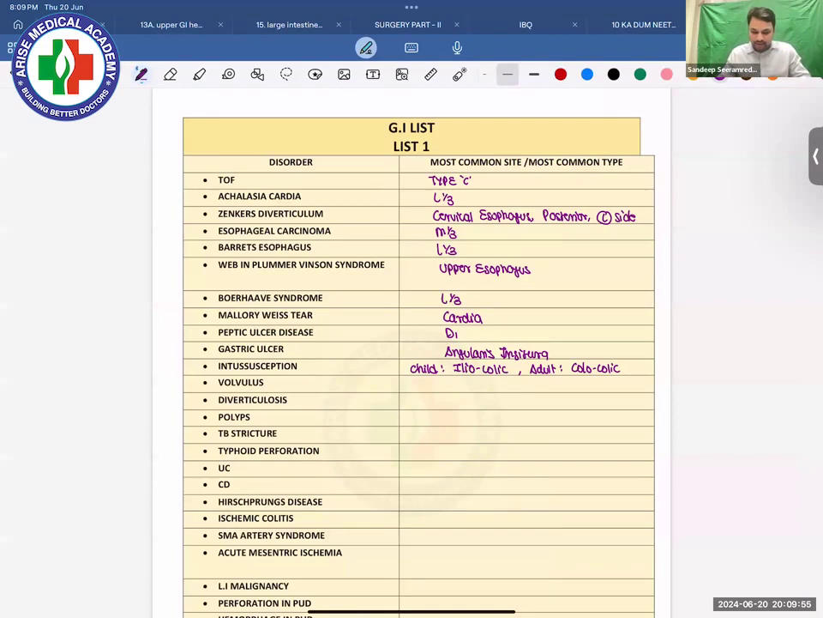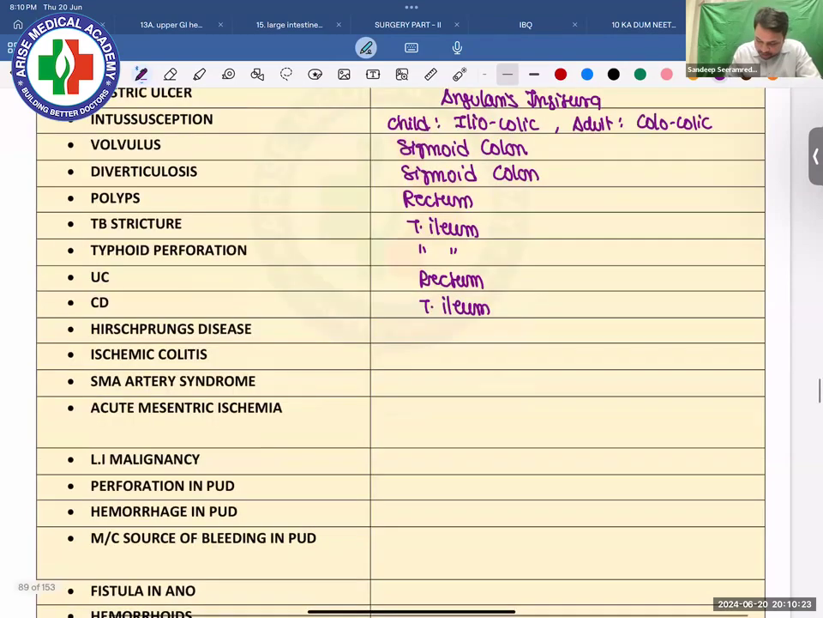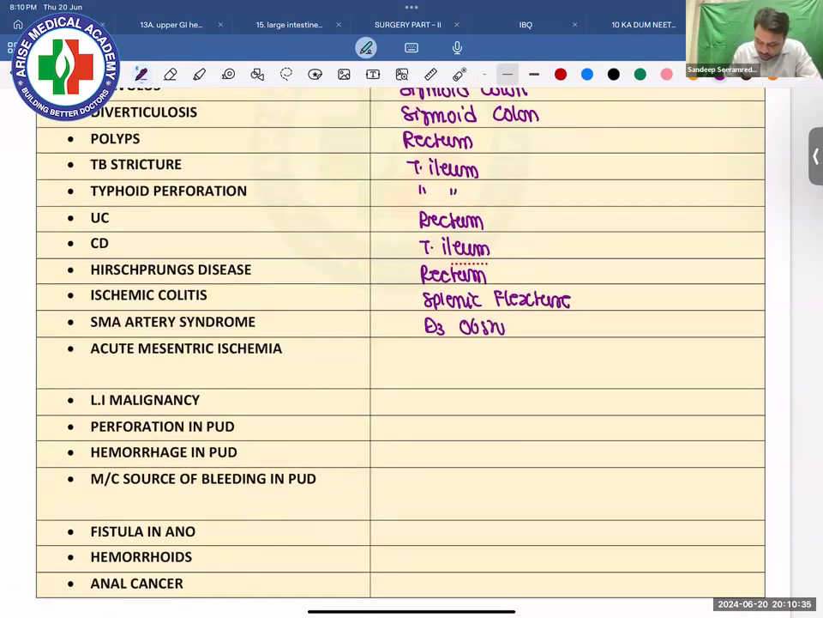चलो कंटिन्यू. Volvulus का most common site क्या है? It is going to be sigmoid colon. Diverticulosis का most common site is also sigmoid colon. Polyps का most common site is going to be rectum. TB stricture is terminal ileum. Typhoid perforation is terminal ileum. Ulcerative colitis का most common site is rectum. Crohn's is going to be terminal ileum. Hirschsprung disease, most common site is going to be rectum. Ischemic colitis is going to be most commonly seen on splenic flexure. Superior mesenteric artery syndrome will cause D3 obstruction, which is the most common site.